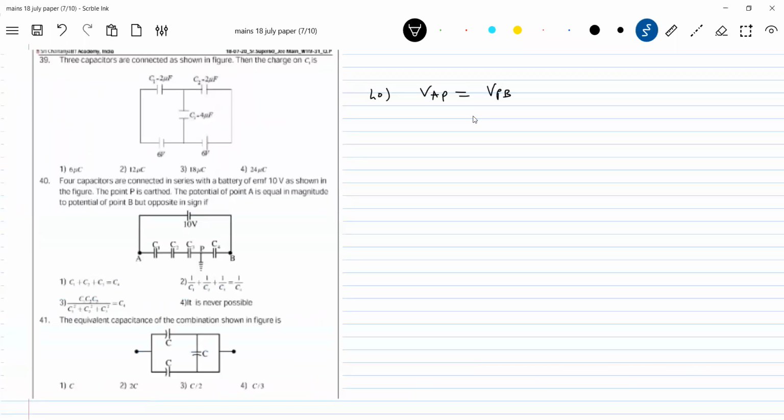Now, what about the charge? Will it be the same charge in all capacitors? There's no initial charge. Put the same charge, calculate VAP and VPB, then you get some relationship. All capacitors are in series. But earth is there. You do one thing, shift the earth between any two plates here. Either you bring earth here or here, the charge distribution will be the same.